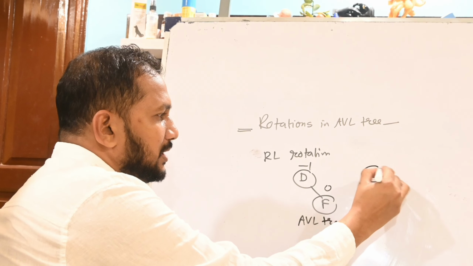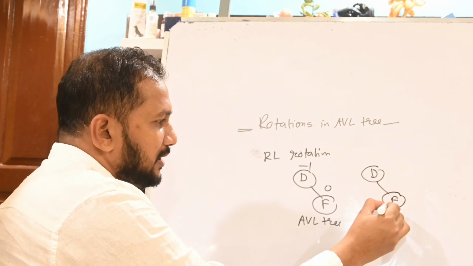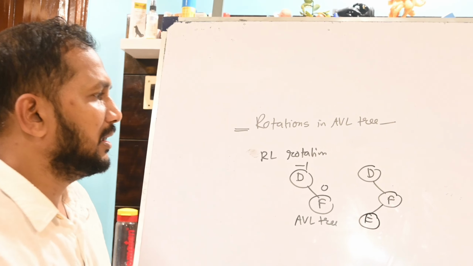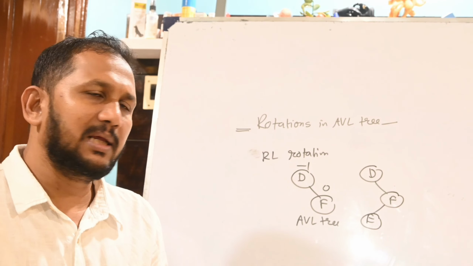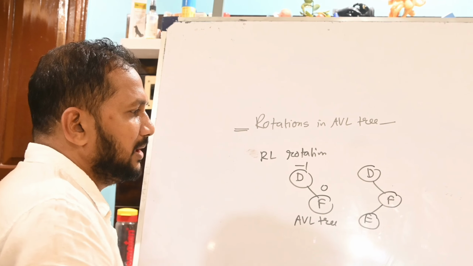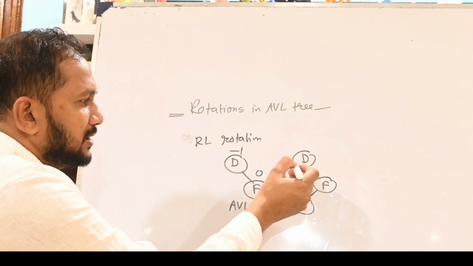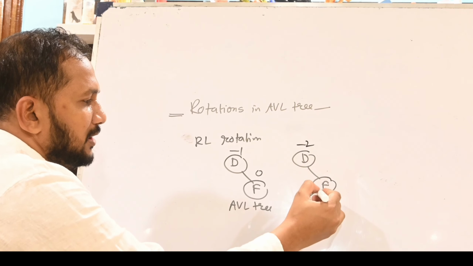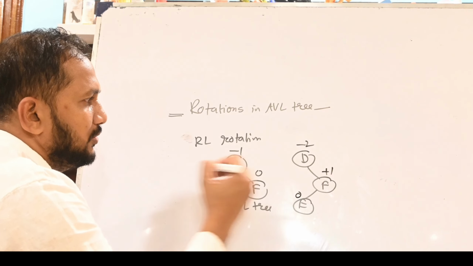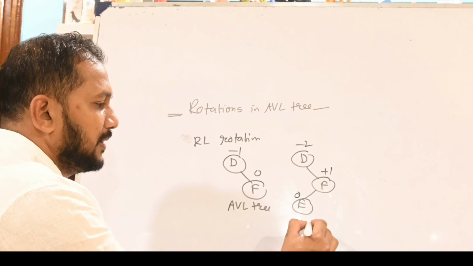Now suppose I want to insert E. E is greater than D, but it is less than F, so it moves to the left-hand side of F. Now the height of D is 0 minus 2, which is minus 2. This is 1 minus 0, plus 1, and this is 0. This is not an AVL tree.